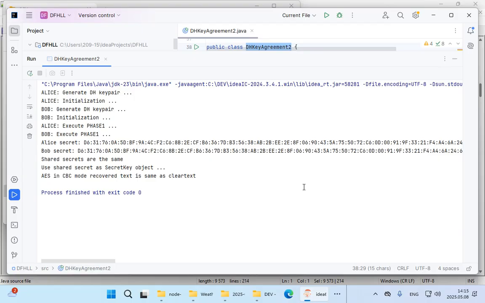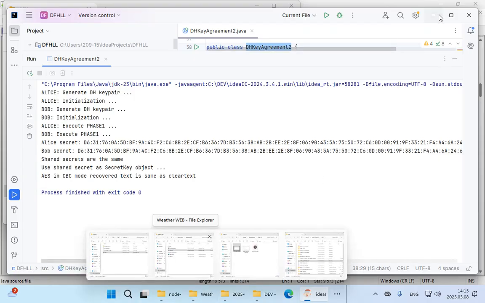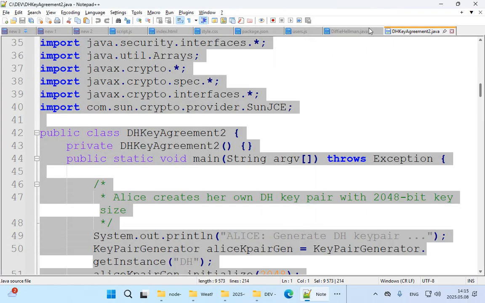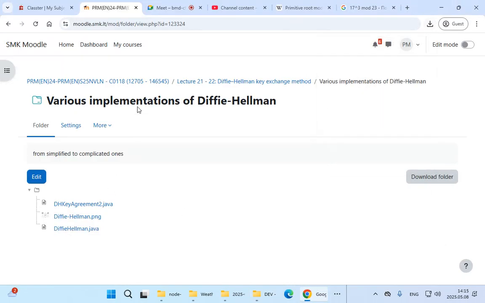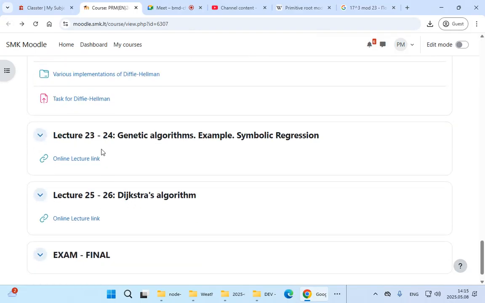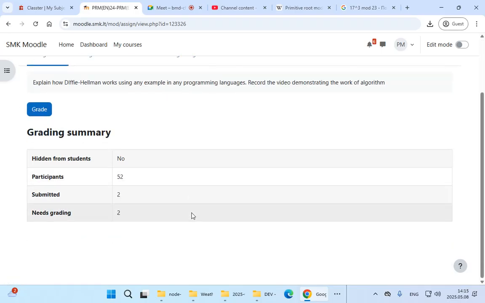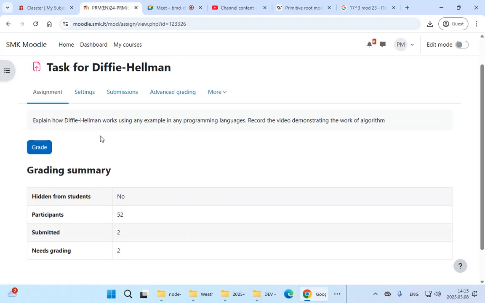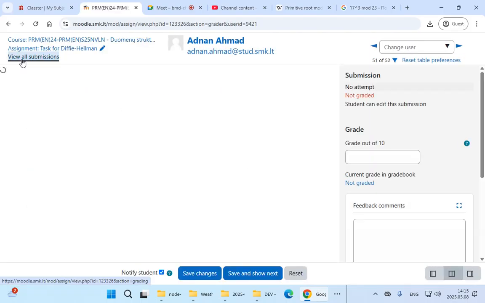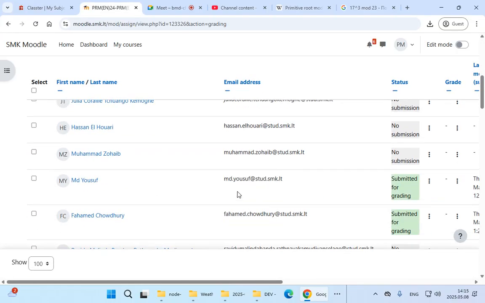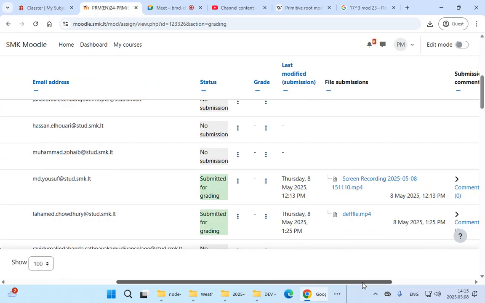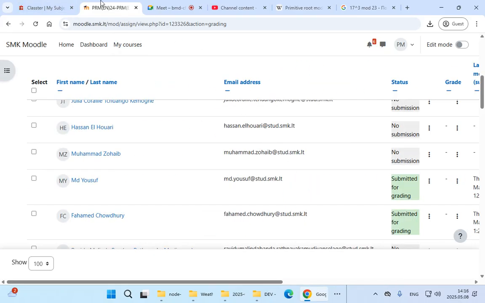So maybe it's all for today. It's too much information. Yeah. Here you have the task also. Let me see. Task for Diffie-Hellman. Someone already explained how Diffie-Hellman works, an example in programming languages. Record the video demonstrating an algorithm. So here someone already submitted, but you can also try to create the same. Yeah. Okay. Today we finish.